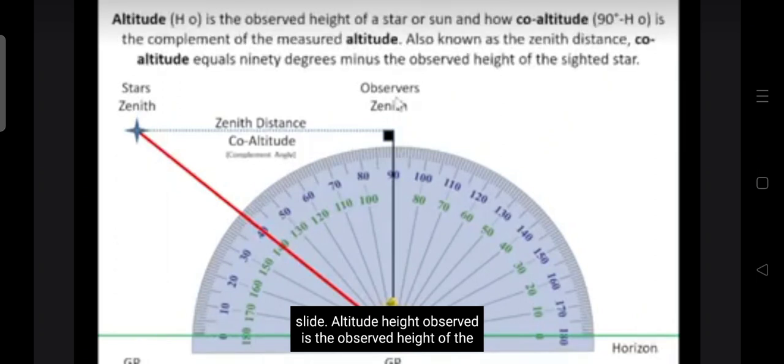Altitude, height observed, is the observed height of the star or sun, and co-altitude, 90 degrees minus height observed, the elevation angle, is the complement of the measured altitude, also known as the zenith distance. Co-altitude equals 90 degrees minus the observed height of the sighted star. Whenever you hear them squeal when we say 90, this is why. So now you've got the first part already measured. Now I'm just highlighting this, the second part, the complement, the angle, the co-altitude, the zenith distance. Next.